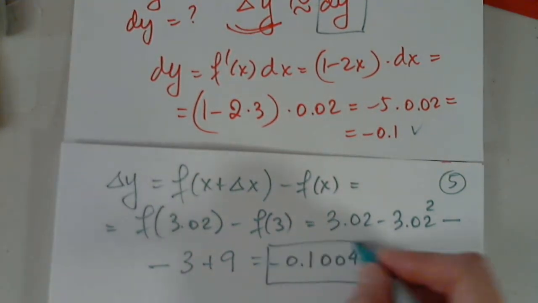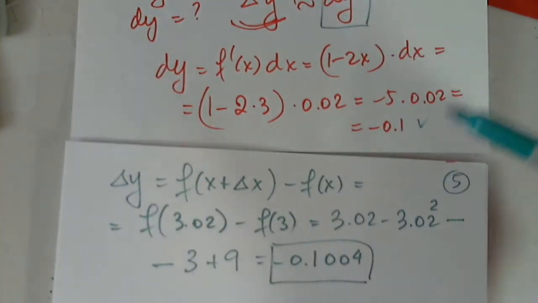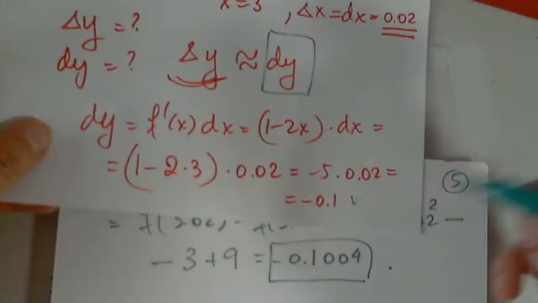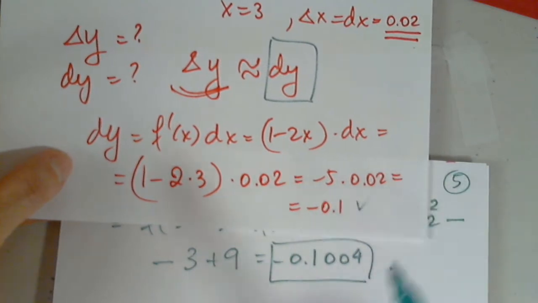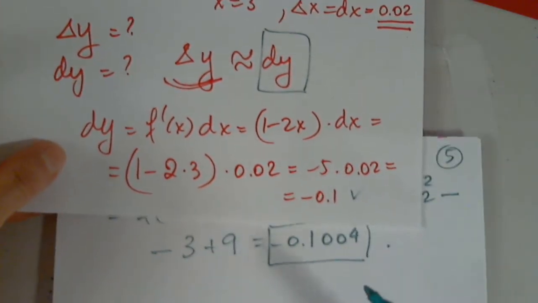So this is the delta y, and this is the dy. This is the exact, this is the approximate. Can you live with this error? Yes, I can. On the 4th decimal digit, yeah, I can live with this error.